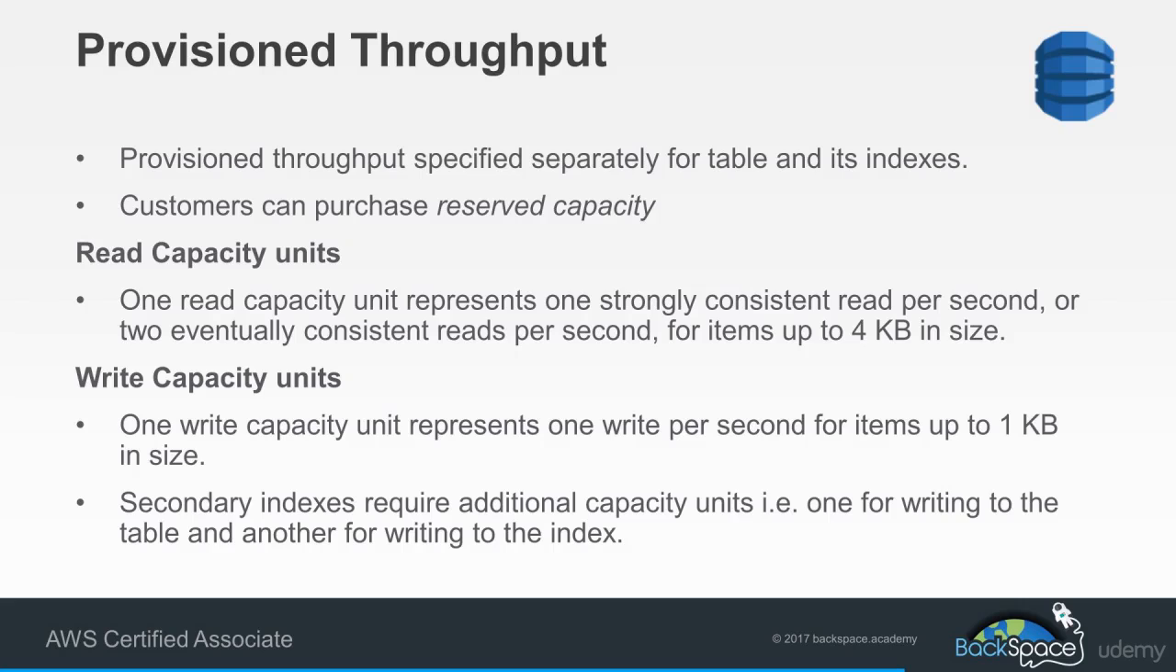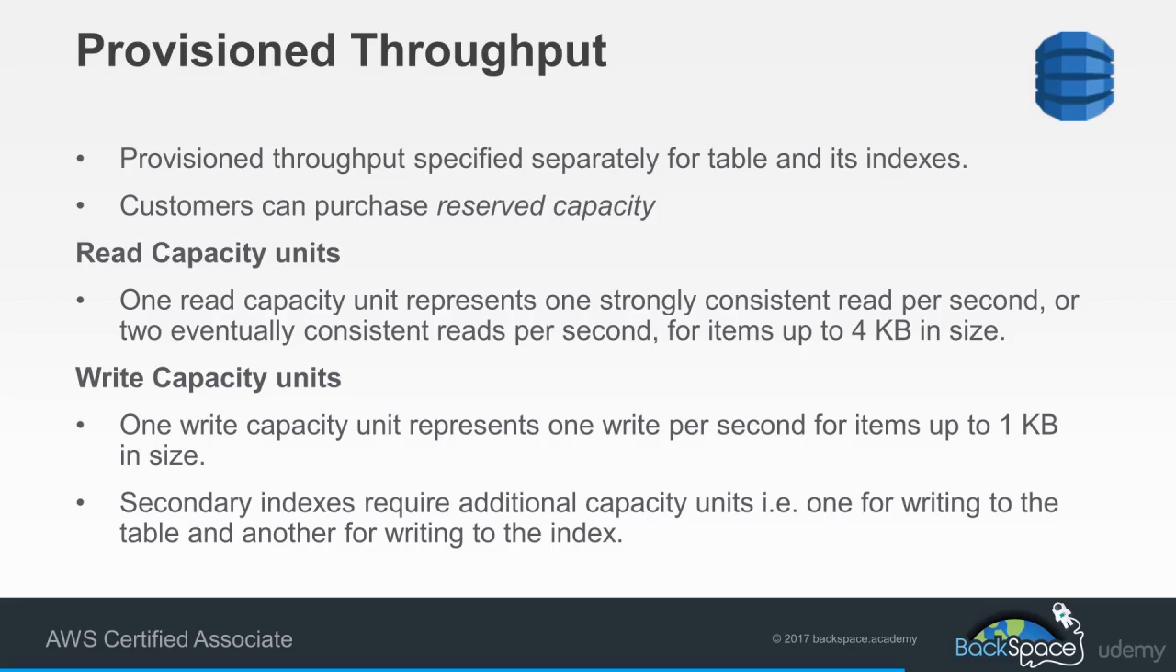Read capacity units are calculated as follows: one read capacity unit represents one strongly consistent read per second, or two eventually consistent reads per second, and that's for items up to 4K in size. If it's over 4K in size, say between 4 and 8, then you're going to need 2 read capacity units, not 1.